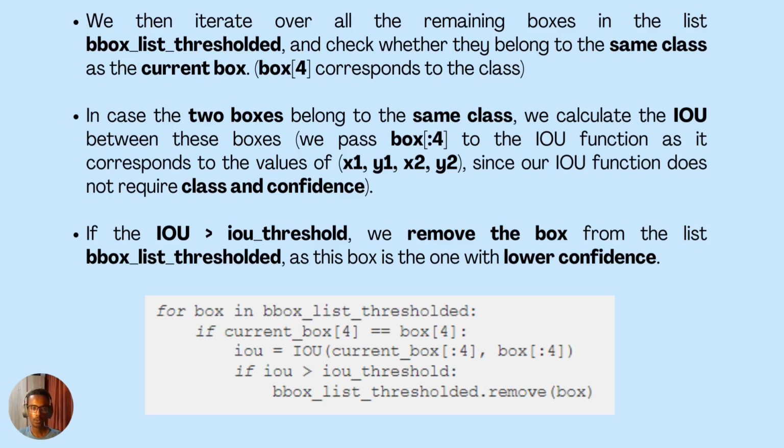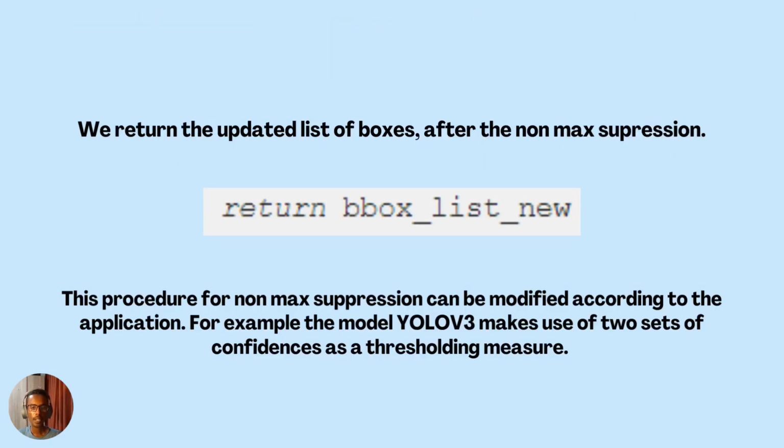So first we use the confidence threshold in order to remove the boxes with low confidences. Second, we use the IOU threshold in order to remove the remaining boxes with low confidence scores and also that have higher overlap with the current box. So finally, after everything is finished, the boxes appended to bbox list new will be the maximum ones, because bbox list new only contains the ones with the highest confidence score. This will be the box that's going to represent our object.